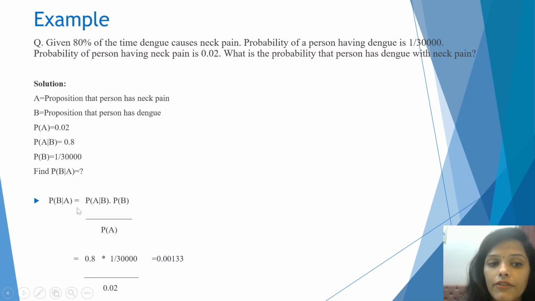That is, probability of B given A equals probability of A given B into probability of B, the whole upon probability of A. Here we just need to substitute the given values: probability of A given B is 0.8, probability of B is 1 by 30,000 and probability of A is 0.02. When you calculate this, you will get the answer 0.00133. So the probability of a person having dengue, if he already has neck pain, is 0.00133. This kind of problem can be solved using Bayes theorem.